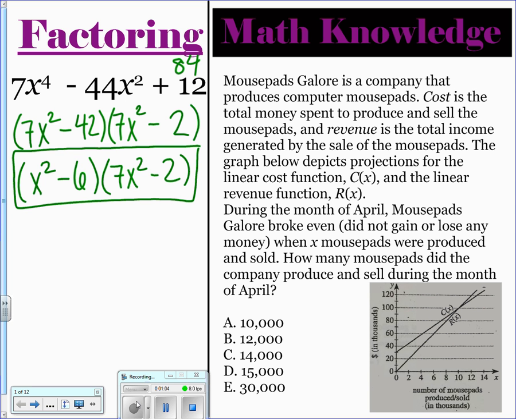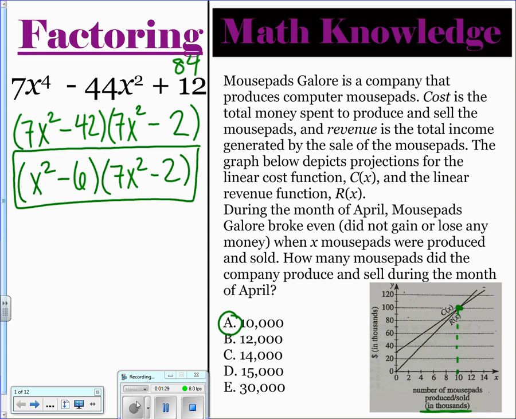Well, that is when your cost equals your revenue. You didn't make any money, but you didn't lose any money. And that's going to be right here, which if you pull it down, would be 10, but it is in thousands here, so 10,000 is how many they had to make and sell during that month.